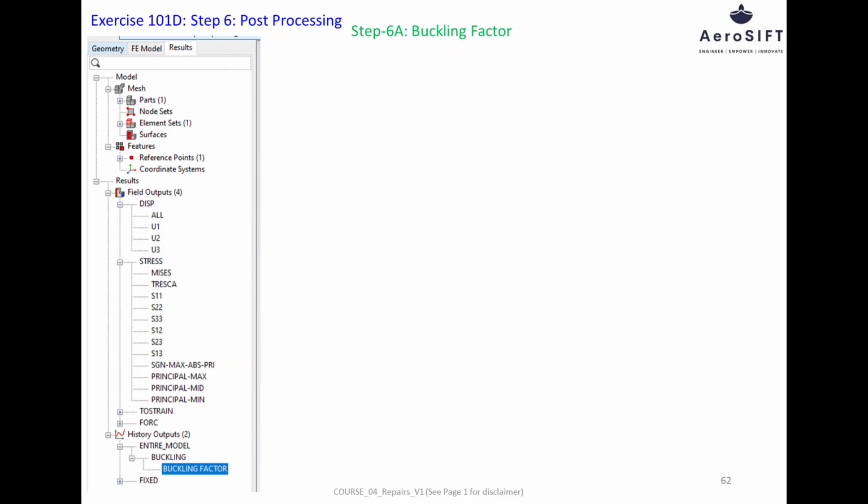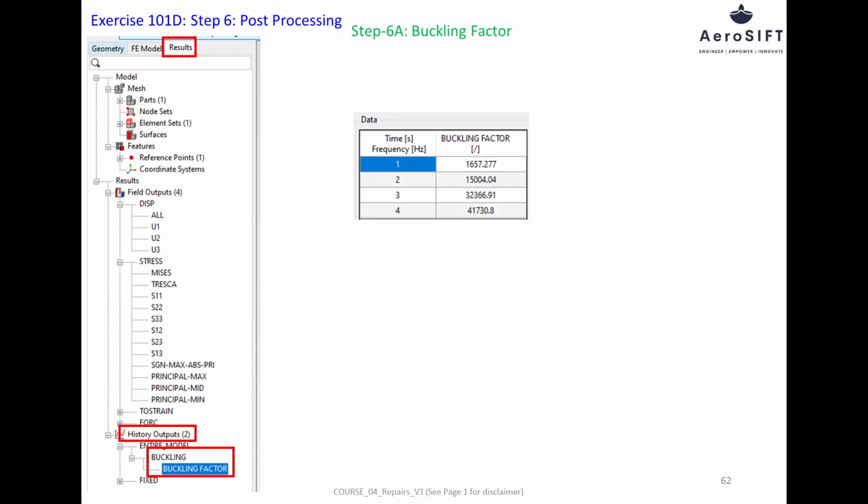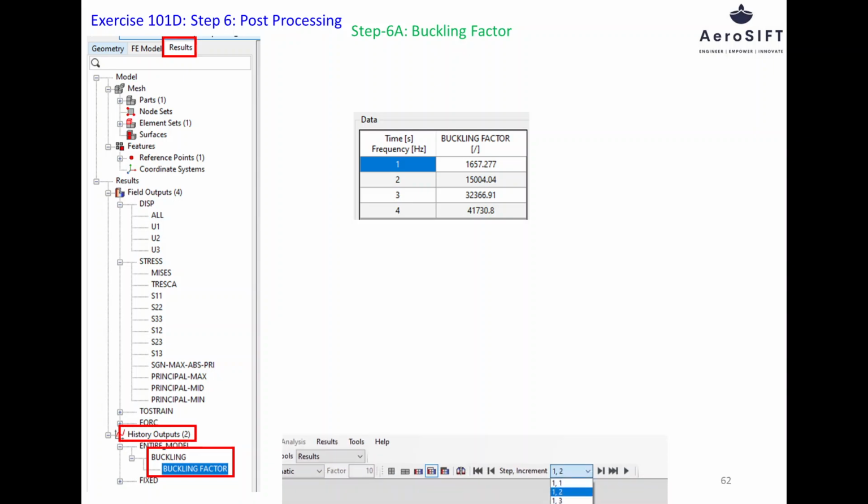After running the buckling analysis, the software provides multiple buckling modes along with their corresponding buckling factors. Go to the Results section and navigate to Buckling Factor under History Outputs. This will display the calculated buckling factors in the table. In this analysis, we have requested the first 4 buckling modes, and the software returns the corresponding buckling factors. These values indicate the load multipliers at which buckling is expected to occur for each mode.